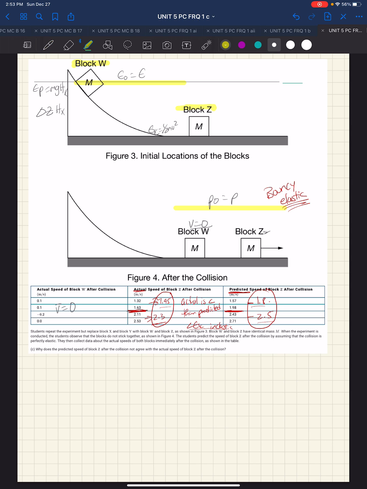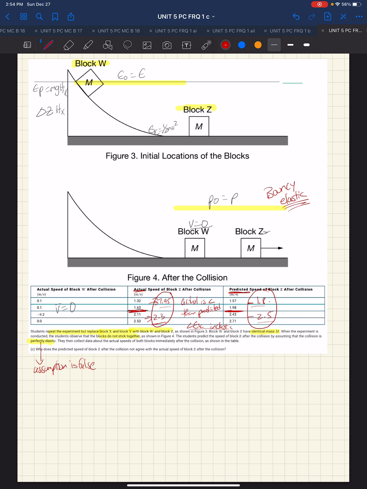So let's go on and look at the question to give a little context to what we figured out. They repeat experiments with X and Y replaced with block W and Z. So we figured that out in the beginning. W and Z are not X and Y. W and Z have identical mass, which we were not told before. When the experiment is conducted, students observe the blocks do not stick together, as shown in figure 4. The students predict the speed of Z after the collision by assuming the collision is perfectly elastic. Well, what we can see is it's not elastic, so the assumption is false right off the bat. The predicted speed would give us the case if all the kinetic energy were conserved, but what actually happens is the kinetic energy is not conserved, so their assumption is false.